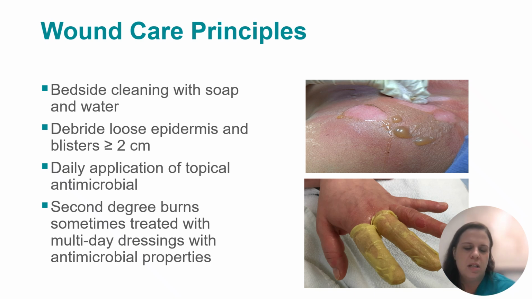If it's greater than that 2 centimeters, we're going to debride it. We're going to take off that head of that blister and pull back the skin just to make sure the skin underneath is indeed something that's going to be easily managed or healed up with a topical dressing. Second-degree burns in particular, sometimes we can use multi-day dressings that are embedded with silver, and that kind of helps keep that infection at bay and provide some antimicrobial protection.